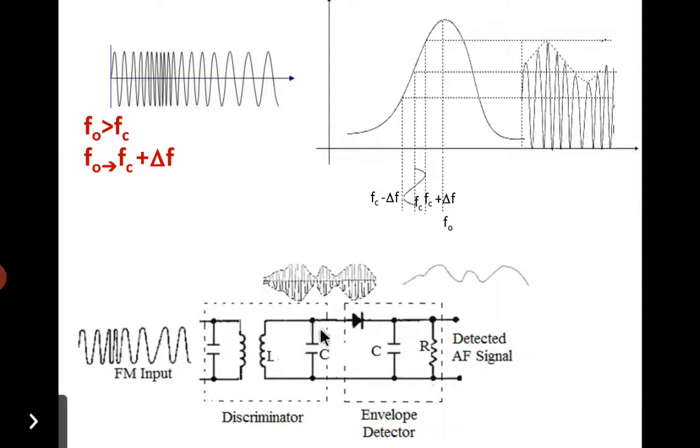The output of this discriminator is applied to a simple diode detector with an RC load with a proper time constant, and this detector is identical to an AM diode detector. The output of the envelope detector is the original message signal or the baseband signal. Now let us go back to the response curve of the tuned circuit.